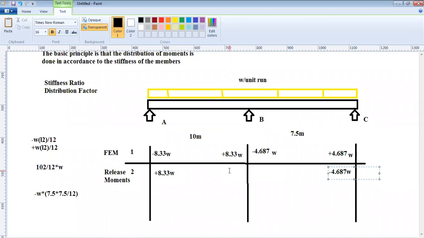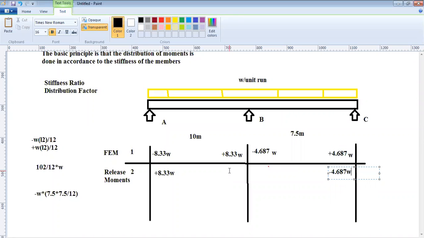Now at end B, what is the total moment at end B? Will it be 0? A and C will be 0, sir. A and C is 0 because these are simple supports, but they are the end supports. What about B? Will the moment be 0 here? Sir, it is also simply supported. It is simply supported, but will the moment be 0 here?